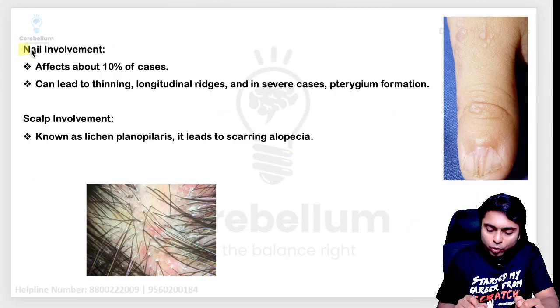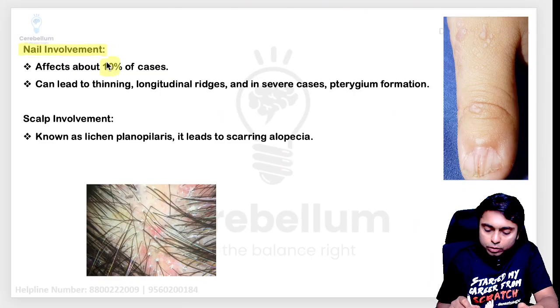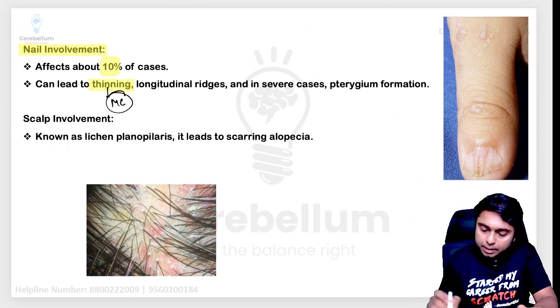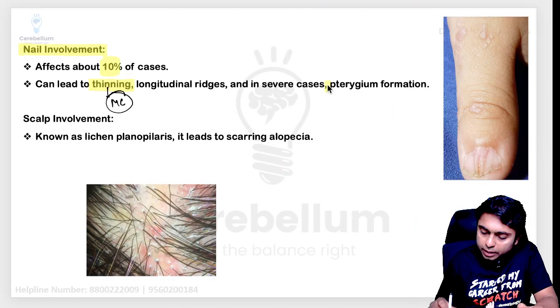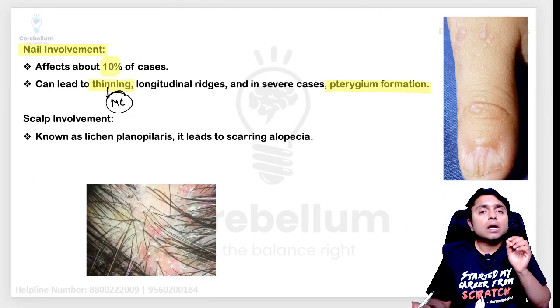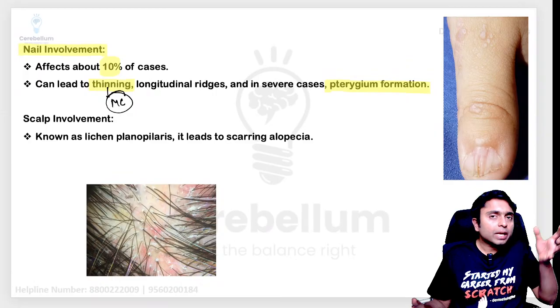What is the nail involvement? See, nails can be affected in a smaller number of individuals, about 10% of the cases, and it can lead to thinning of the nail. And remember students, thinning of the nail is the most common nail finding which you can see. And one very important named finding which you are going to see in the lichen planus of the nails is pterygium formation. So I hope you have read pterygium in your ophthalmology.